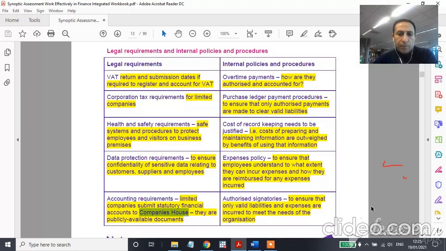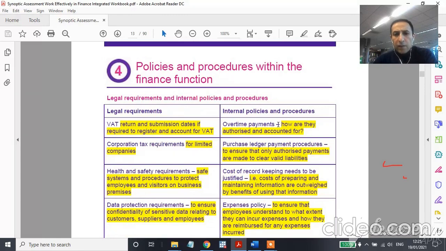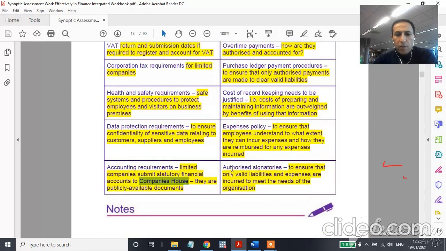So in terms of the internal policy, an authorized signature is required for publishing financial accounts. The authorized signature is probably the chief executive of the company, or the chairperson of the company, or the finance officer, the chief finance officer.